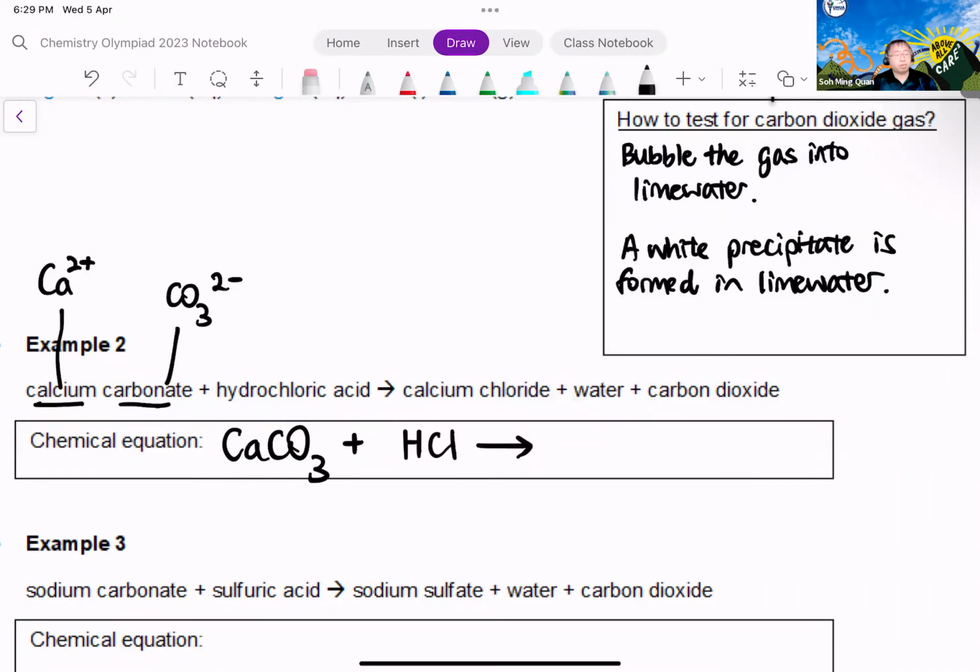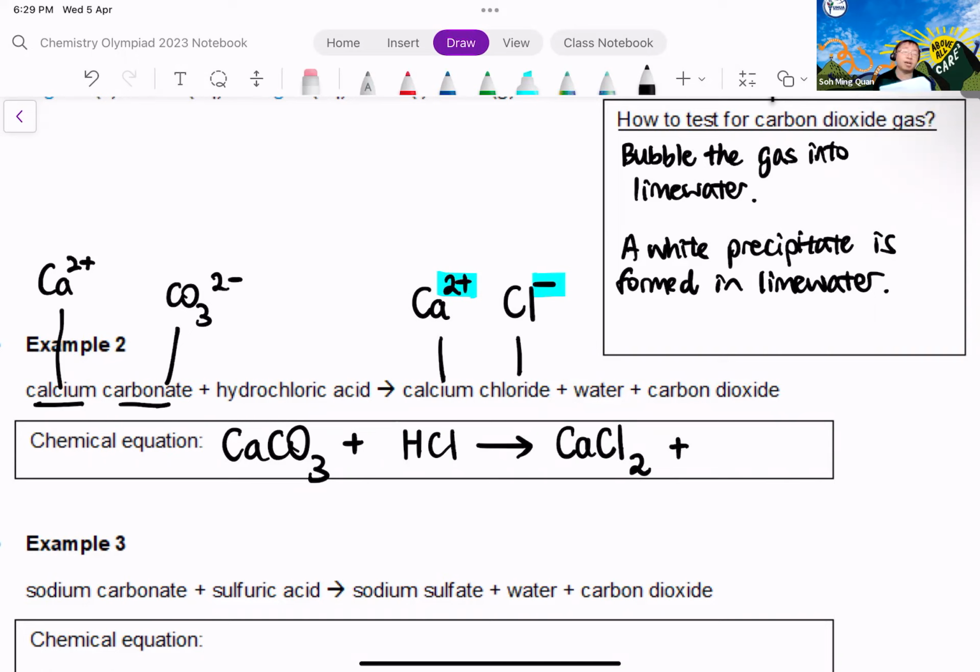Now it forms calcium chloride. Again, must be careful. Calcium 2+. Chloride, group 17, it's only 1-. So again, there's a problem. 2+, 1- is not the same magnitude of charge. Therefore, you must ensure that you have 2 chlorides bonded to calcium. So CaCl2 is the formula of calcium chloride.